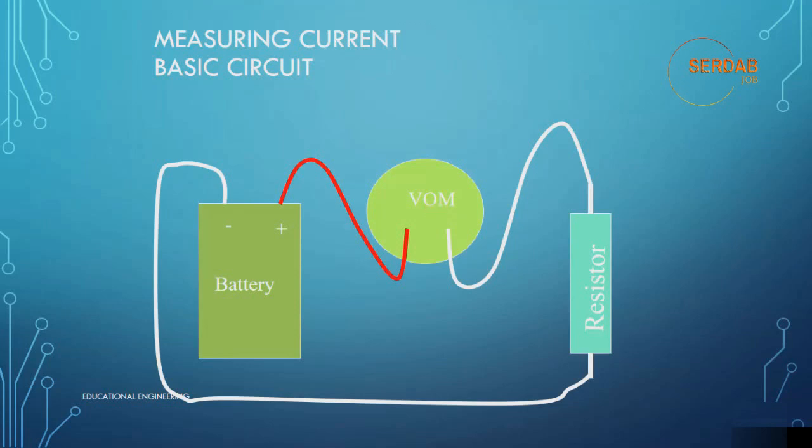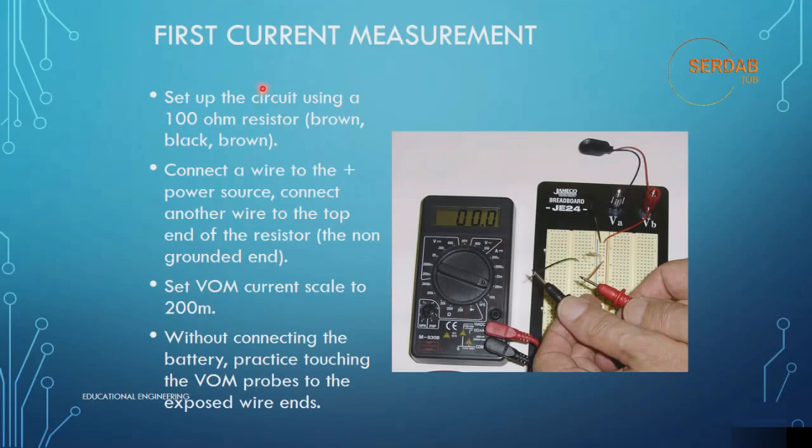Now let's look at this circuit in practice. First, current measurement. Set up the circuit using a 100 ohm resistor, brown, black, brown. You need to have a 100 ohm resistor like this one, as you can see. Now connect a wire to the positive power source and connect another wire to the tab end of the resistor. As you can see, this is the positive power source and this is the negative power source. We must connect the first resistor wire to the positive, and we must connect the other terminal of the resistor to a wire, then to the black terminal of the volt ohm meter.